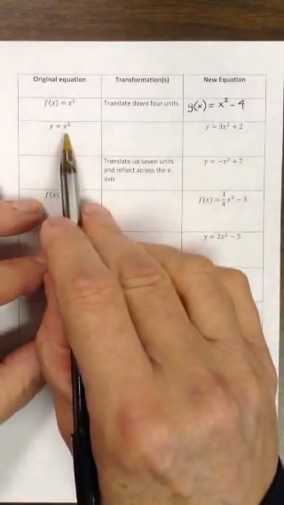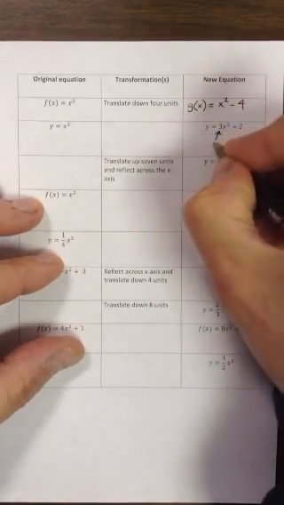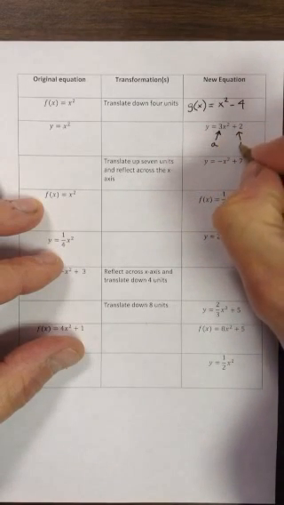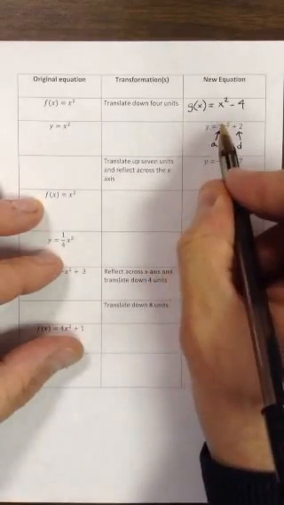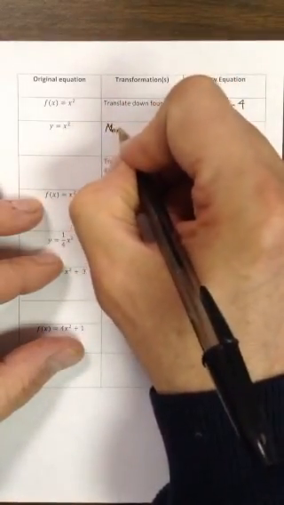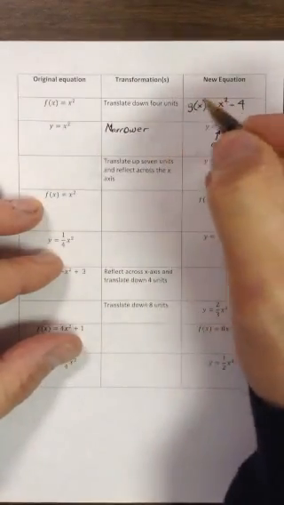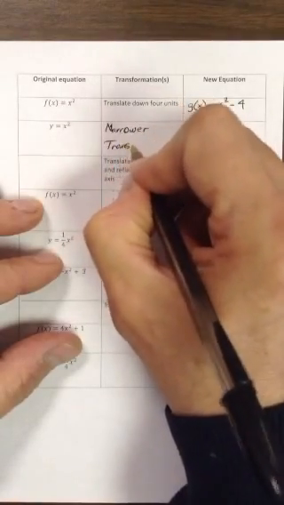So what happened here? That's the parent. We have a change in A, and we have a change in D. So A is more than 1. It's going to get narrower by a factor of 3, if you want to write that down, and it translates up 2.